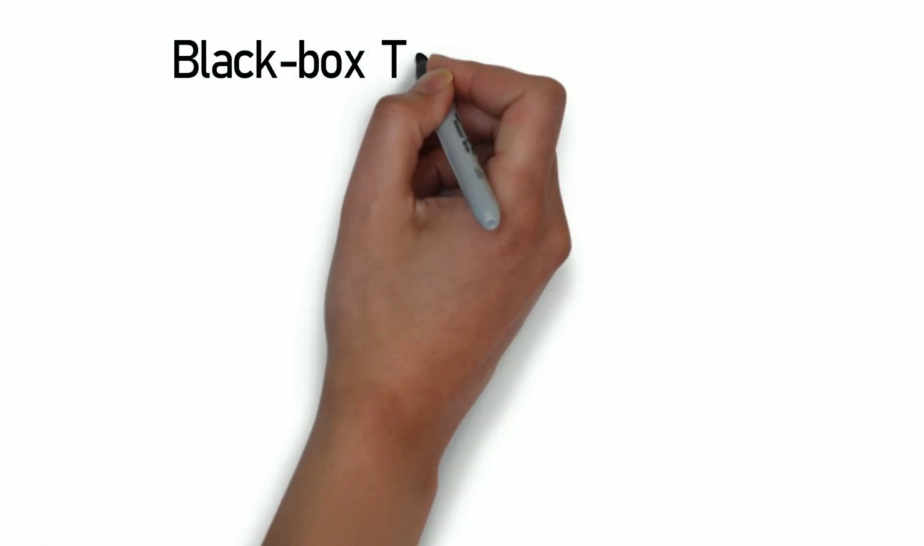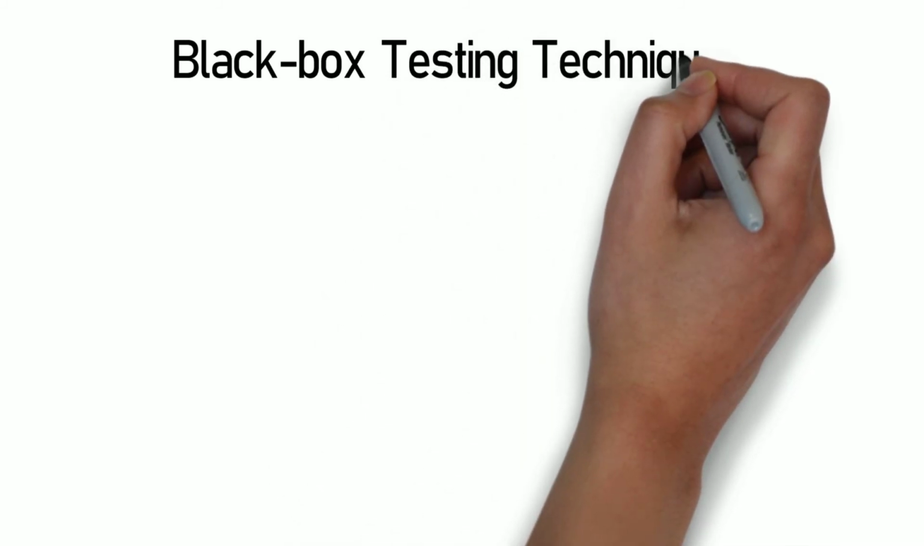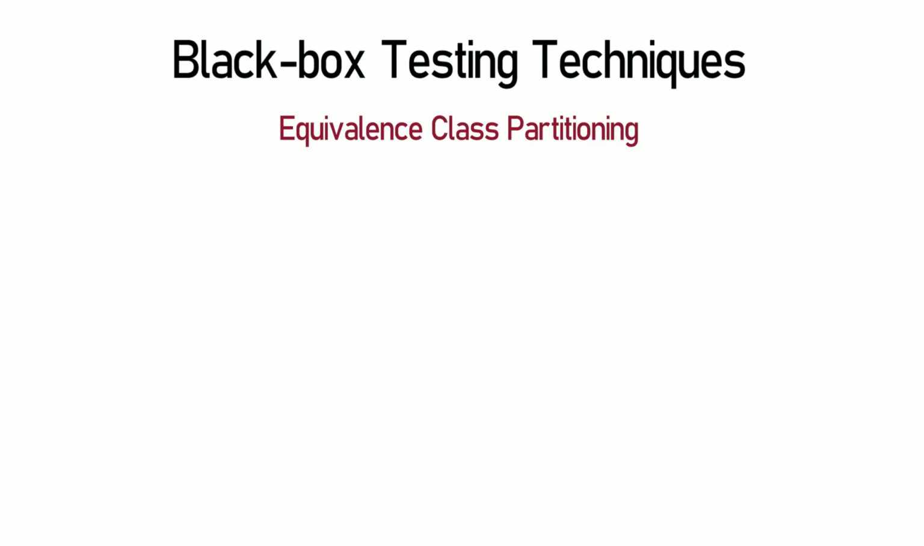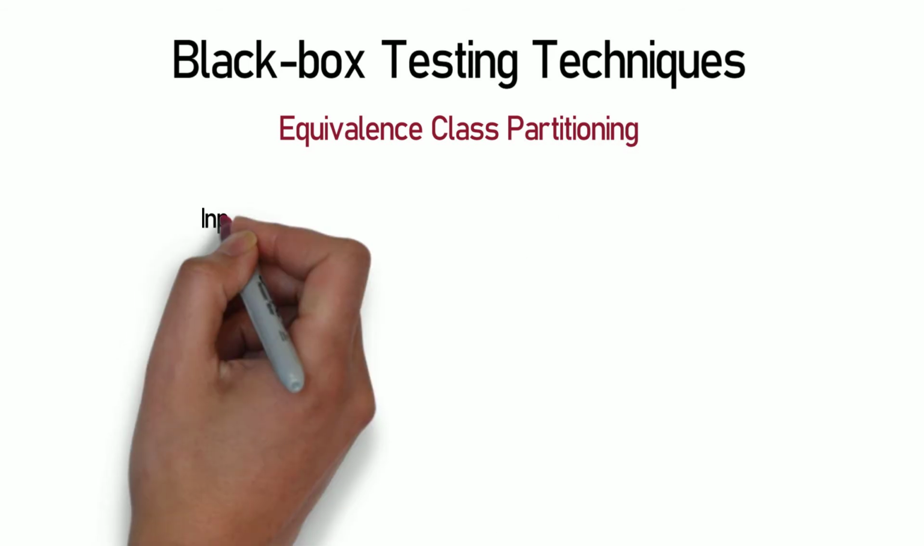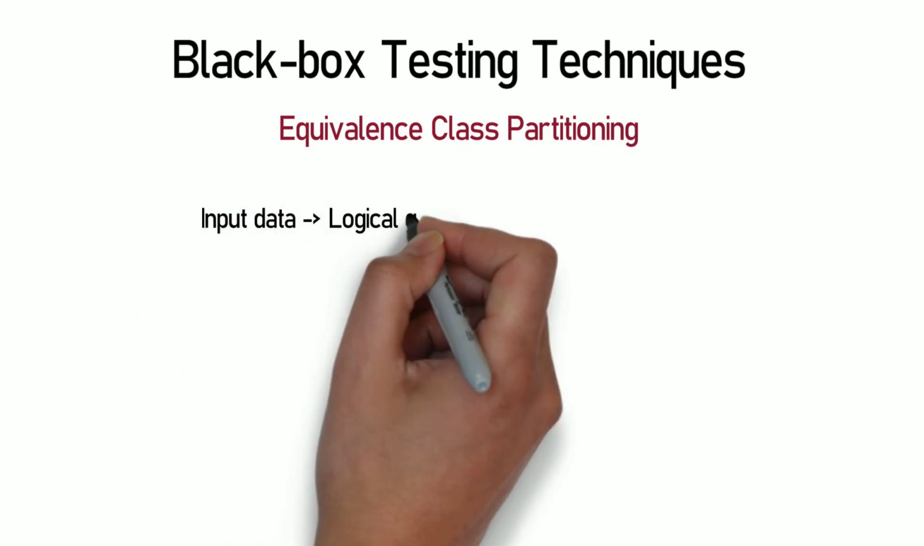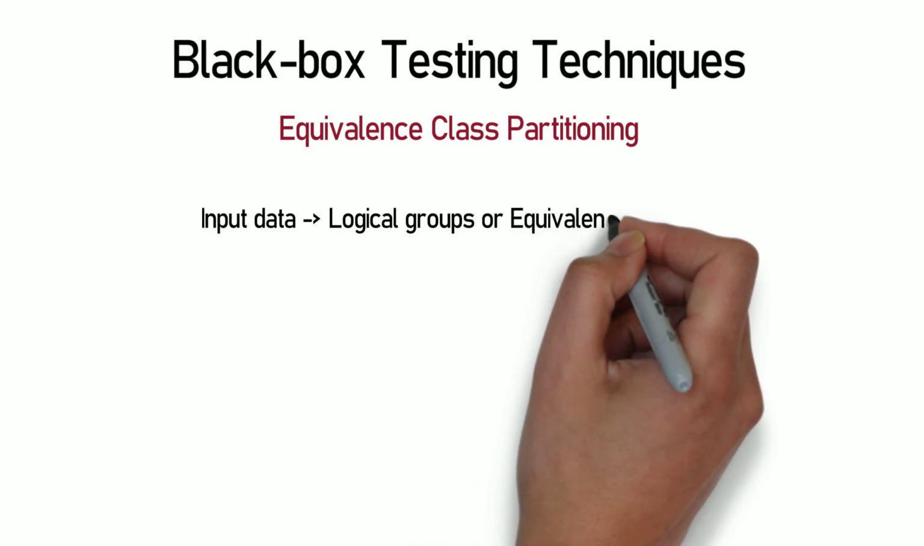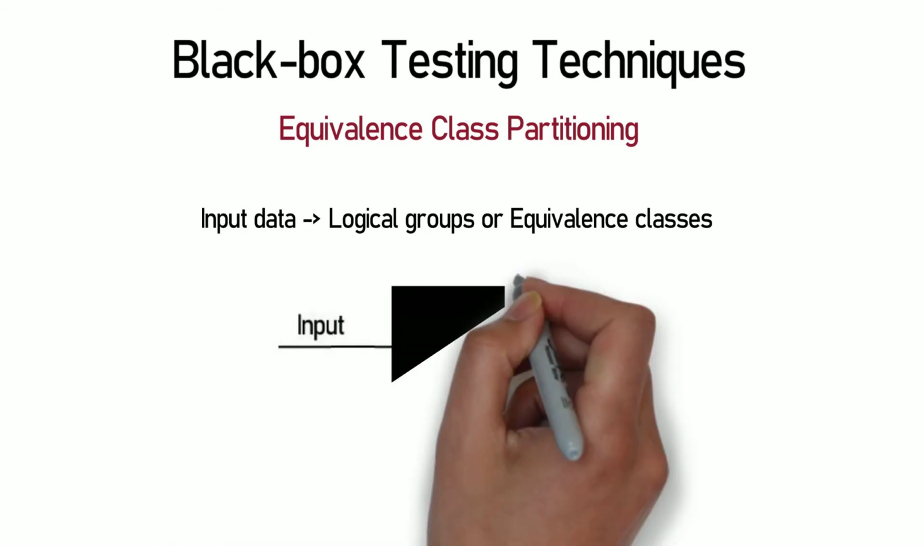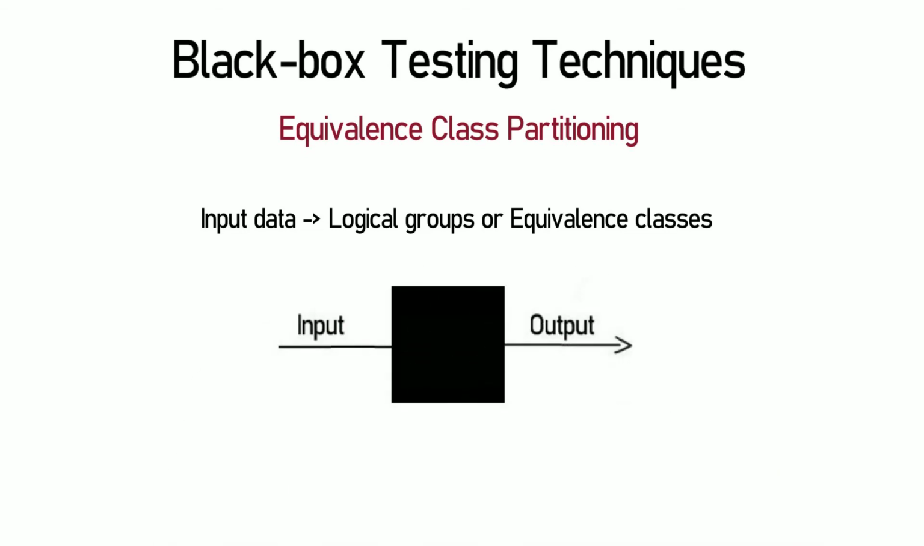Let's quickly check the different types of black box testing techniques now, starting with equivalence class partitioning. Equivalence class partitioning involves partitioning the input data into logical groups or equivalence classes. All the data items lying in an equivalence class are assumed to be processed in the same way by the application. Let's understand it with the help of an example.